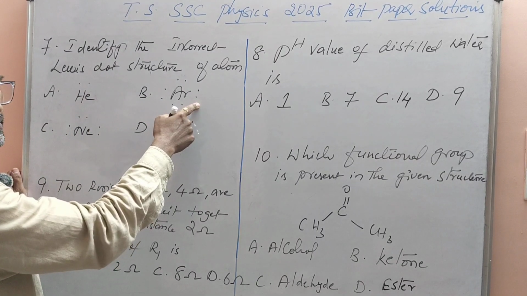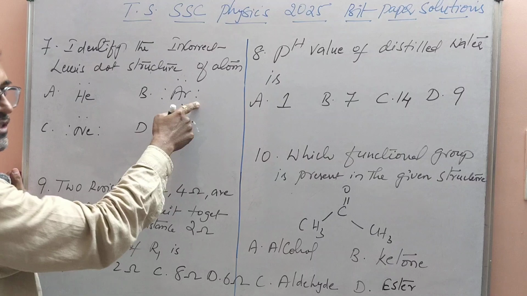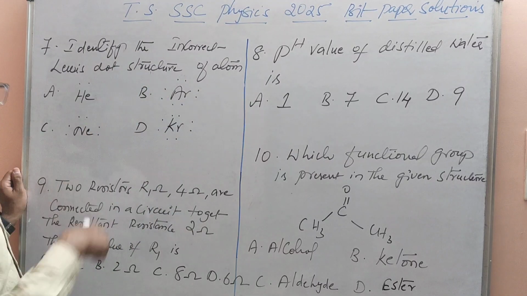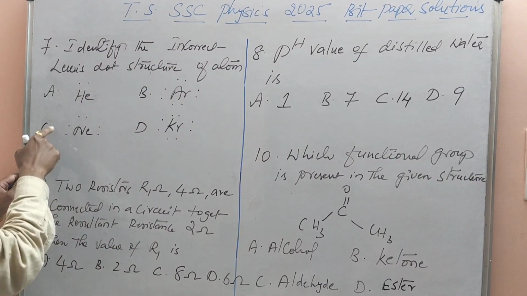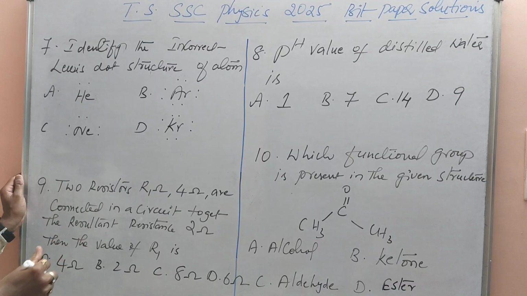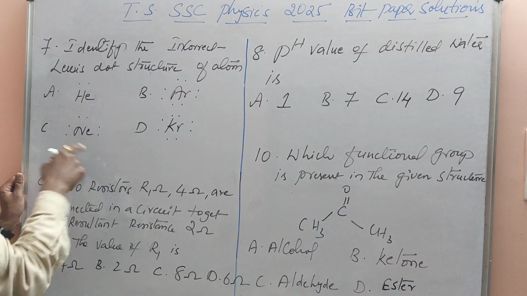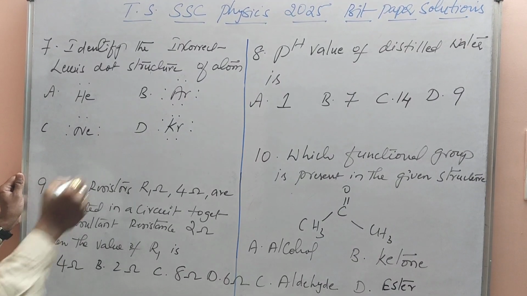And argon, last shell 8 electrons, this is also correct as given. He asked to identify the incorrect one. And C, neon: the last shell has 8 electrons, so it is supposed to show 8 electrons, but it did not show 8, he has shown only 6 electrons.